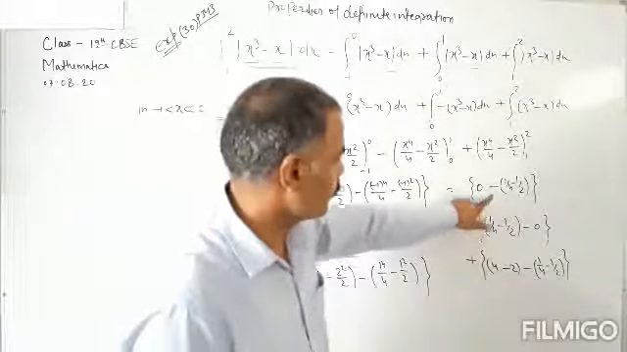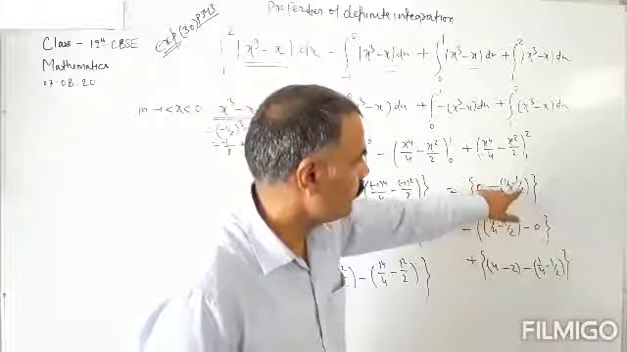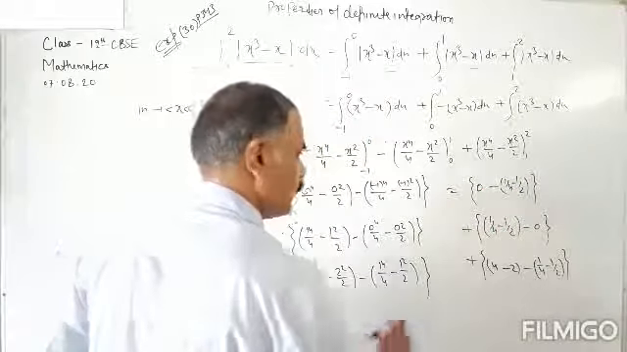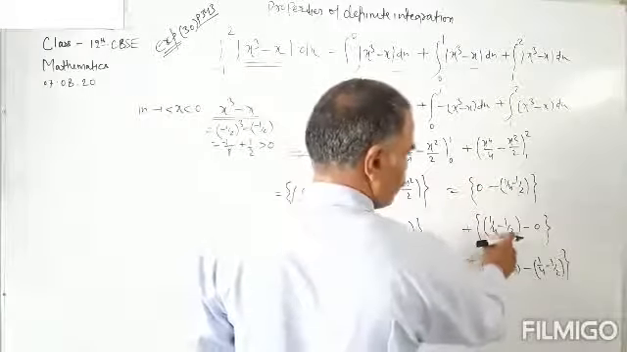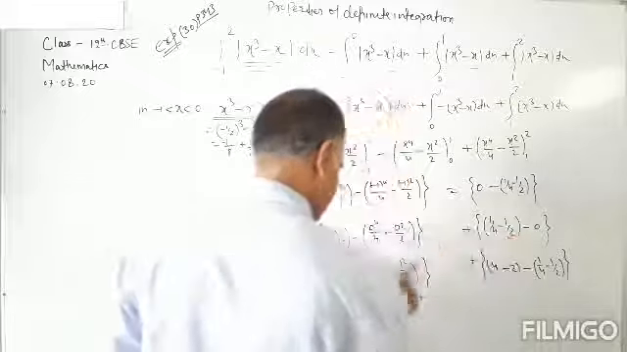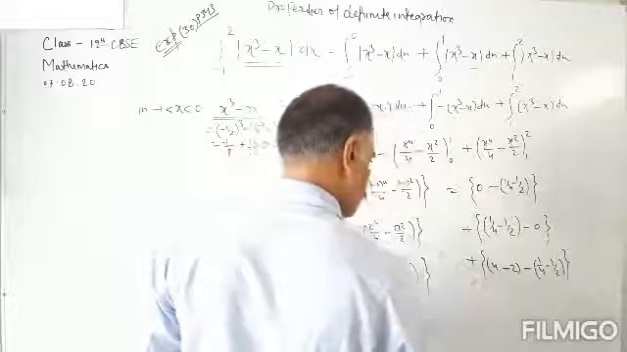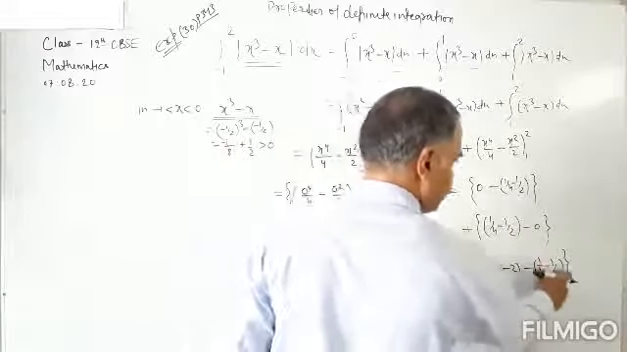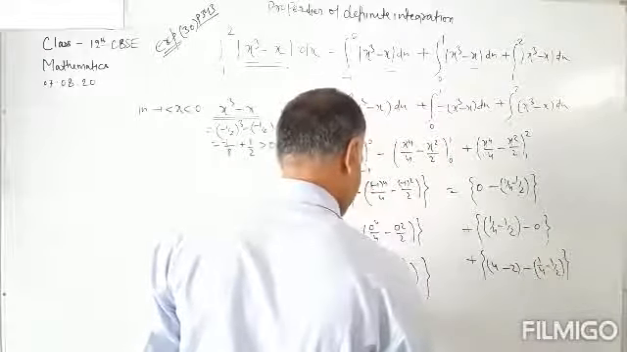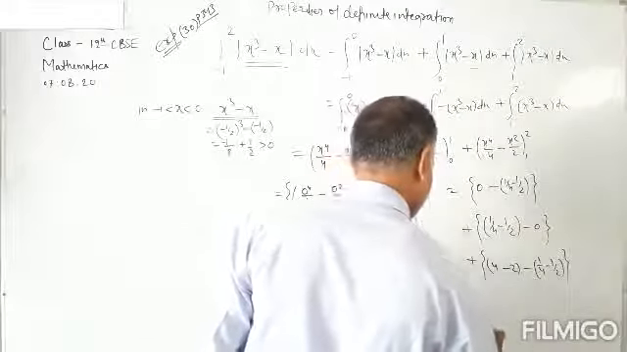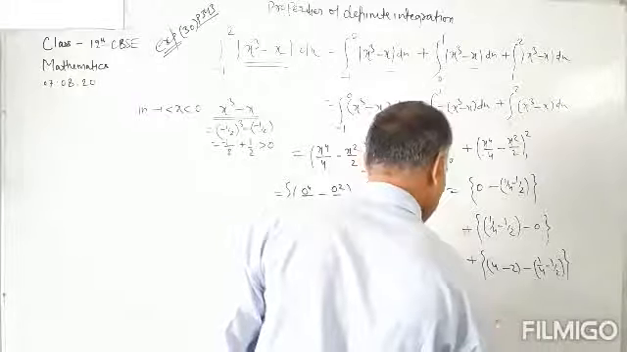finally what is this? Minus 1 by 4 minus 1 by 2 minus 1 by 4 plus 1 by 4. Okay, now this 1 by 4 minus 1 by 2 minus 1 by 4 that is plus 1 by 4 again plus 4 minus 2 minus 1 by 4 minus 1 by 2 minus 1 by 4 plus 1 by 4. So this is equal to 2 plus 3 by 4, 11 by 4 is the answer.